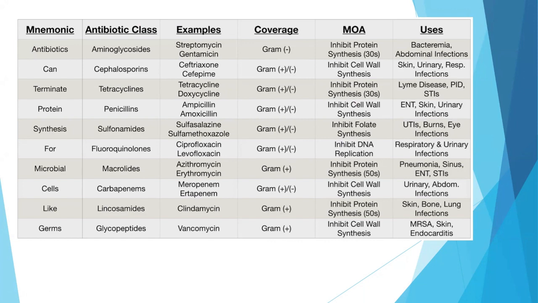Talking about carbapenems like meropenem and ertapenem, they cover both the gram-positive and gram-negative organisms, and they inhibit cell wall synthesis. They can be used for urinary and abdominal infections. Talking about lincosamides like clindamycin, they can be used for skin, bone, and lung infections, and they inhibit protein synthesis of ribosomal 50S. Glycopeptides like vancomycin cover the gram-positive organisms, and they are used for skin infection and bacterial endocarditis.